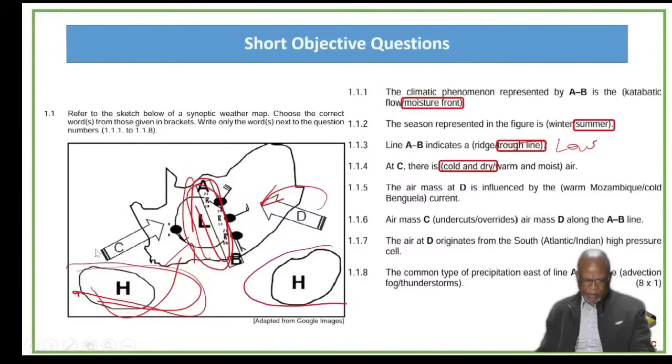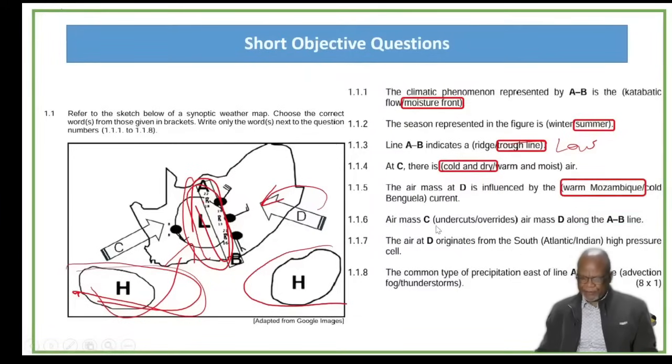At C, here is your C. So this is the Atlantic Ocean, influenced by the cold Benguela current. So the air here is cold and dry. The air mass at D is influenced by the warm Mozambique current or cold Benguela current. This is grade 10 syllabus. So you know the ocean current on the east will be the warm Mozambique current.